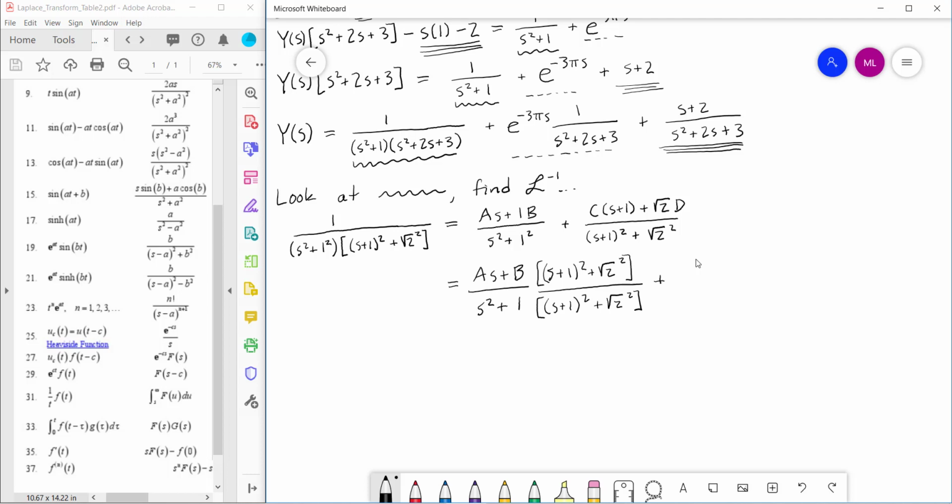And then the other term, which looks like c times s plus 1 plus root 2 times d over s plus 1 squared plus root 2 squared. So just copy this term down. Now I need to multiply top and bottom by this s squared plus 1 term.